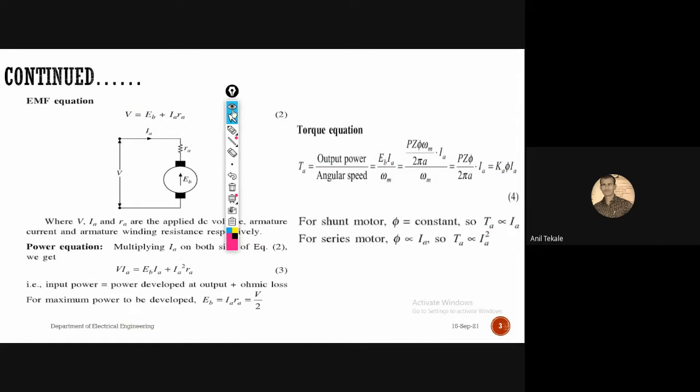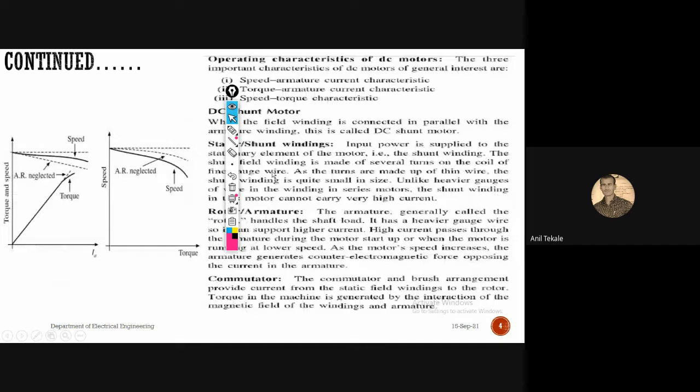Okay. So we are just taking an overview, as we have already completed the theoretical part in Machine 1. Next will be the characteristics of the DC motor, that is speed-torque, speed-armature current, and torque-armature current. As we already know, in a DC shunt motor, whenever the field winding is connected in parallel with the armature winding, it is known as a DC shunt motor.